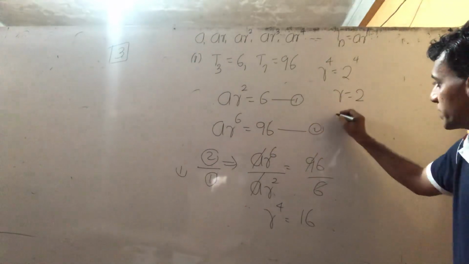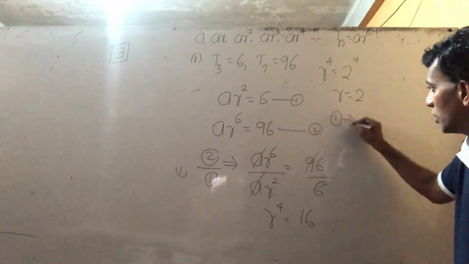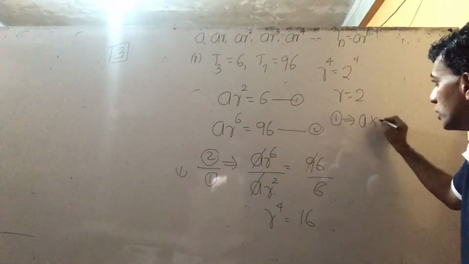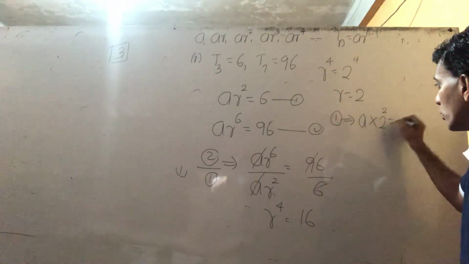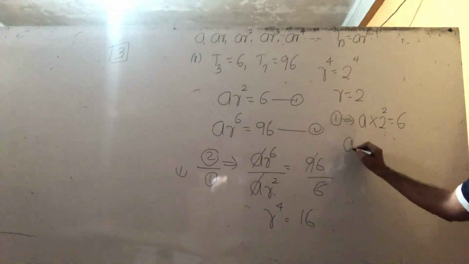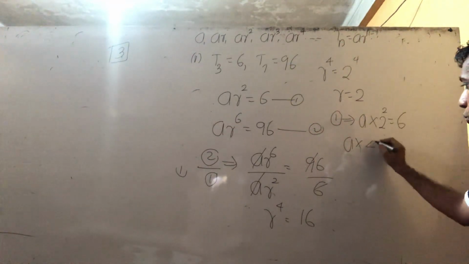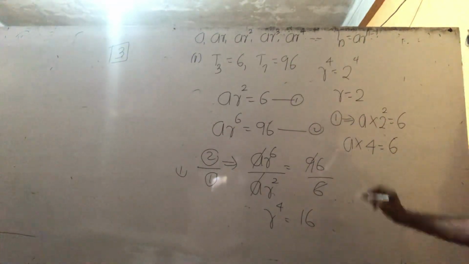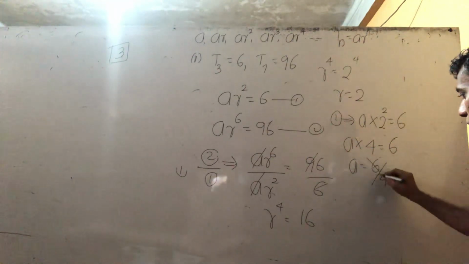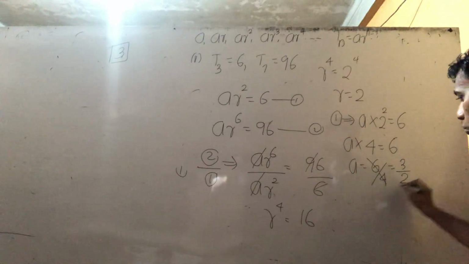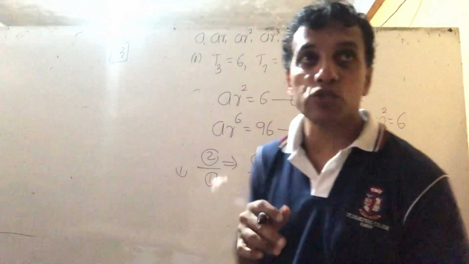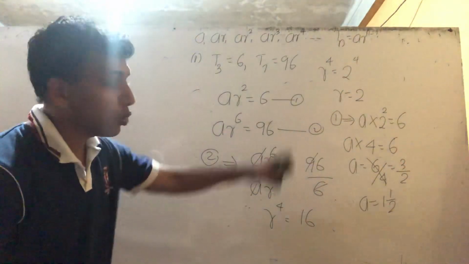So if I take the first equation, I substitute R as 2, therefore A multiplied by 2 square equals 6. So find the A answer. A into 2 square, 4, equals 6. So A is 6 divided by 4, that is 3 over 2 or 1.5. First term is 1.5. Common ratio is 2, right?